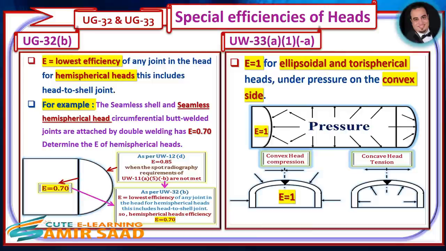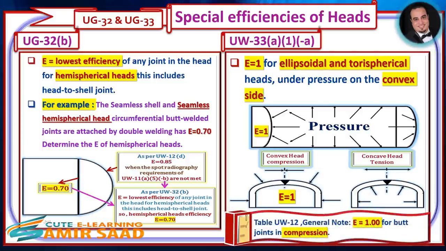UW-33(a)(1)(a). E equals 1 for ellipsoidal and torospherical heads under pressure on the convex side, as illustrated clearly in the diagram. Also as per table UW-12 general note, E equals 1 for butt joints in compression.